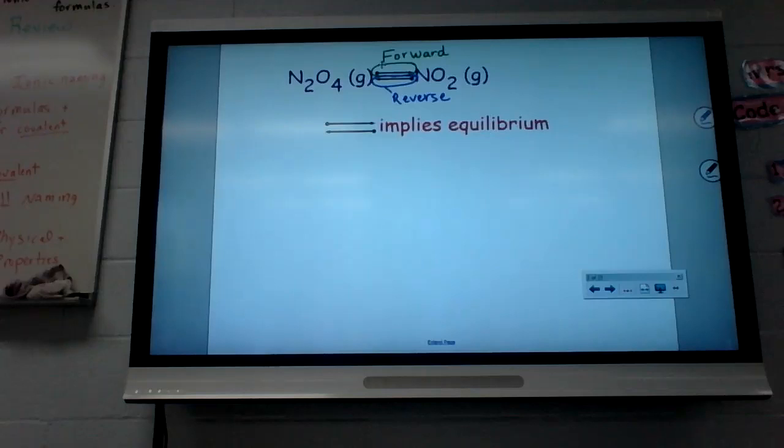Why didn't the 2 and the 4 reduce? Some reactions just don't, because if we reduce it, then you have NO2 goes to NO2. It's a different compound. Particularly when you do organic chemistry, a lot of those compounds, if we reduce the subscripts, they're all the same compound.